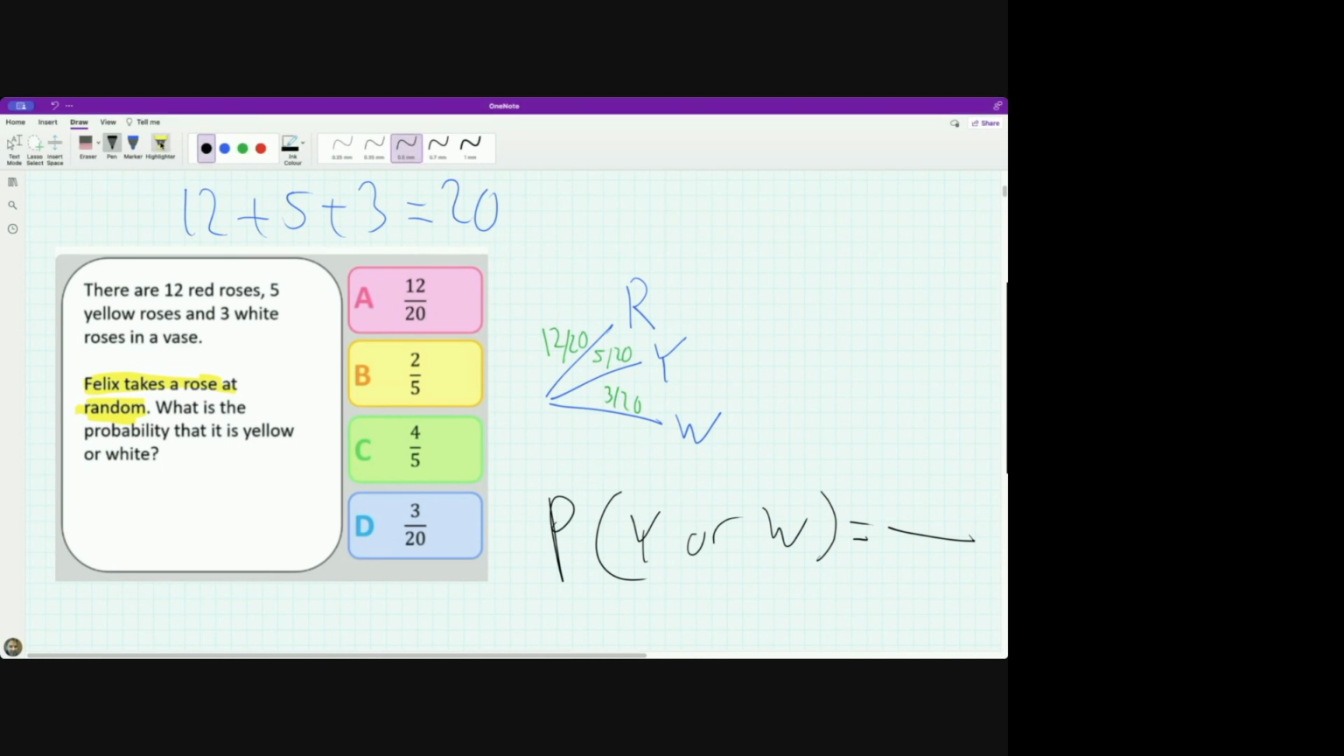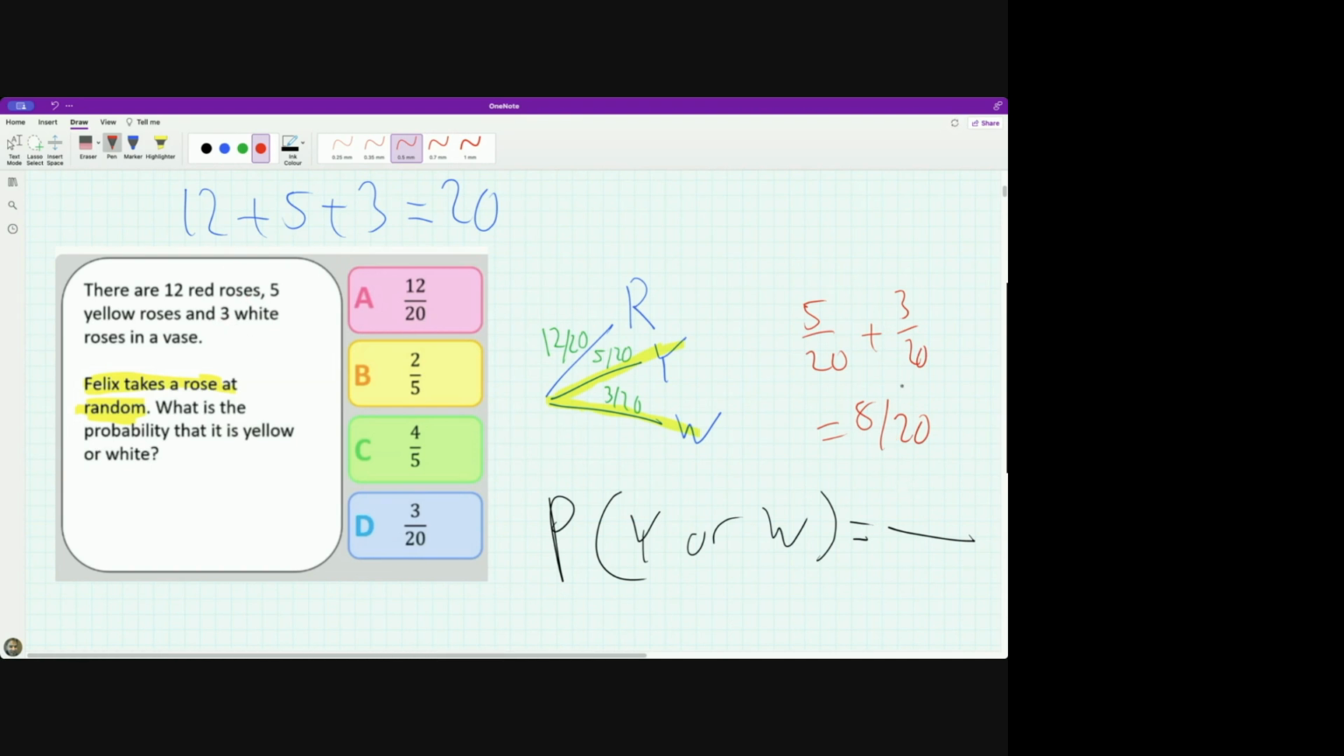So first, let's just use our tree diagram. What is a favorable outcome? Well, yellow is a favorable, and so is white. Now, the good news is if two of them are favorable, you can just add them together. 5/20 plus 3/20, which is 8 out of 20. But that also makes sense because 5 plus 3 is 8, and there's 20 in total.